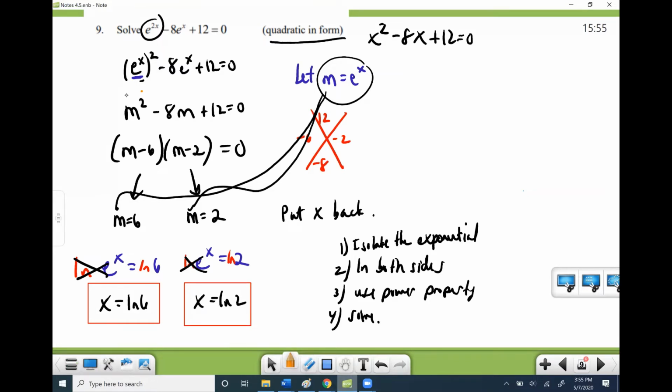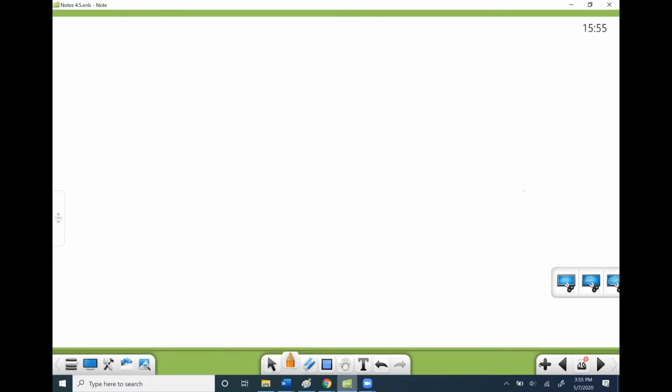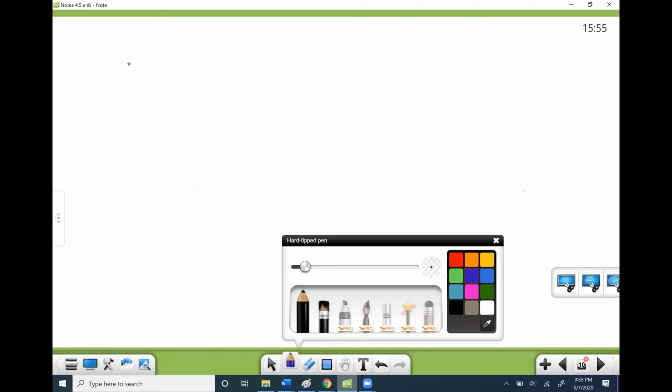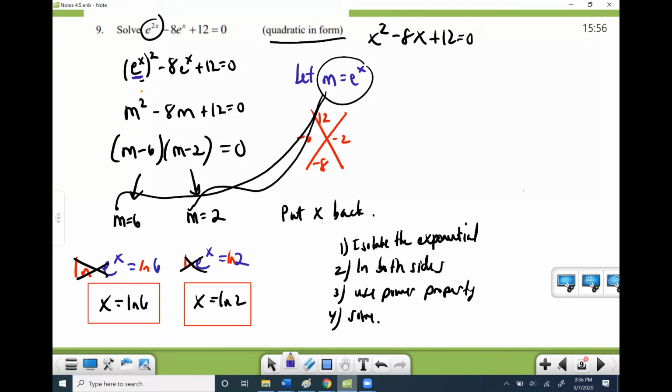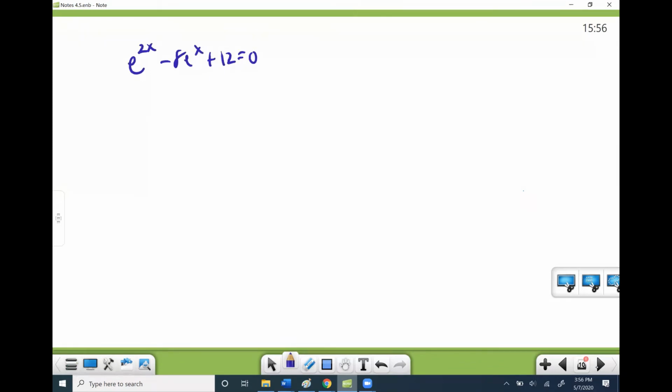Yep. Let's do it. Why not? Instead of just talking about it. So the original was e to the 2x minus 8 e to the x plus 12. And we said natural log of 6 will work. So if I plug in natural log of 6 right there, and right there, right?